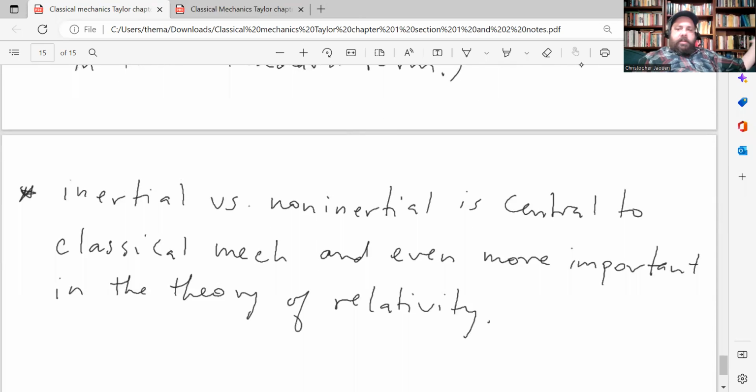This is the last thing I'll talk about here, and then I'll get to the exercises in the next video. Inertial versus non-inertial is central to classical mechanics and even more important in the theory of relativity. So this is going to be an important concept as we go on through the book. All right, so that's basically what he talks about in section 1.1, 1.2. The first exercise set starts on 1.2. So the next video that I'm going to do, right after I finish recording this video, those exercises start for section 1.2. So I'll finish up a few of those.